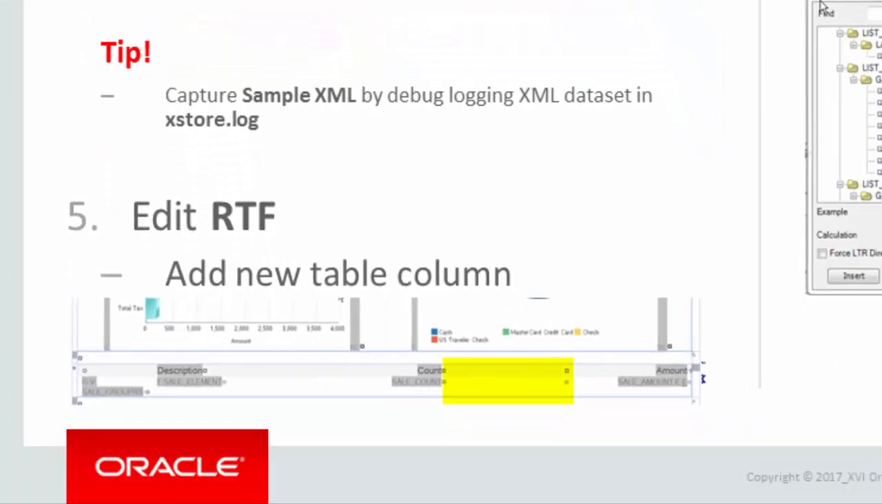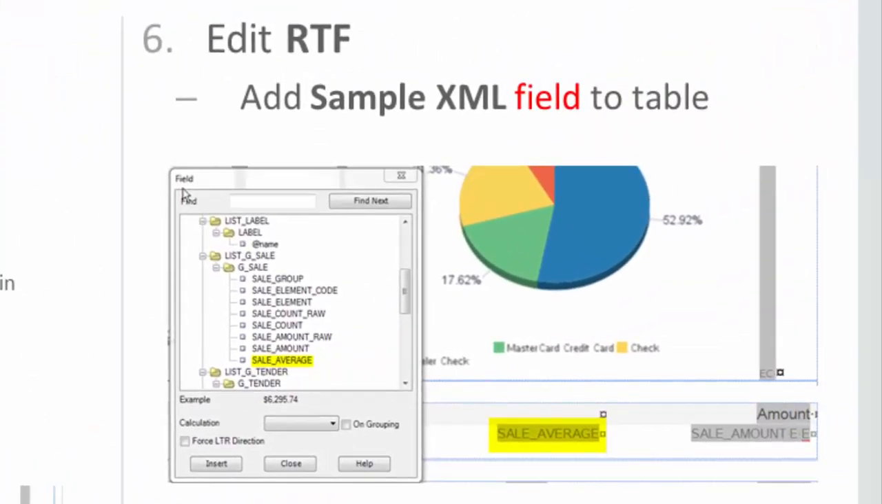In step 5, a table column is added to the first table below the graphs. This column will be used to display the new dataset field. The image in step 6 illustrates the use of the BI Publisher Field dialog to insert the Sale Average Dataset field into the table column. While not shown in this slide, a final step would be to add a column heading above the field in the table.